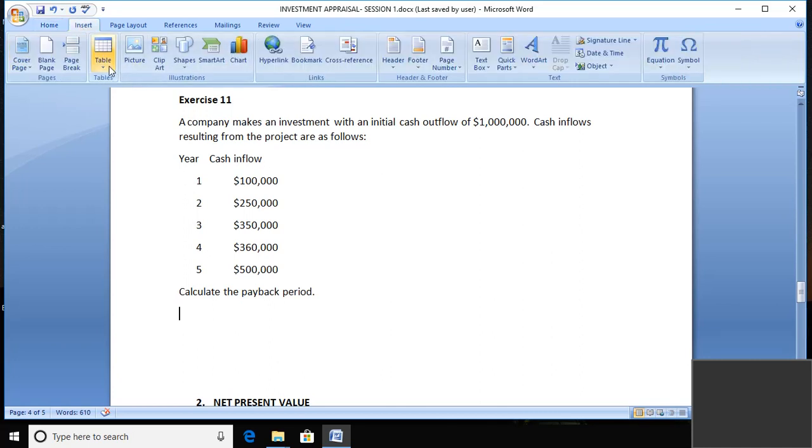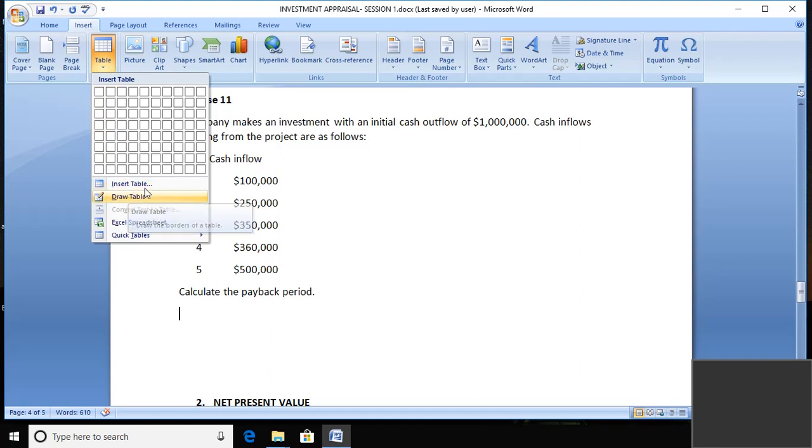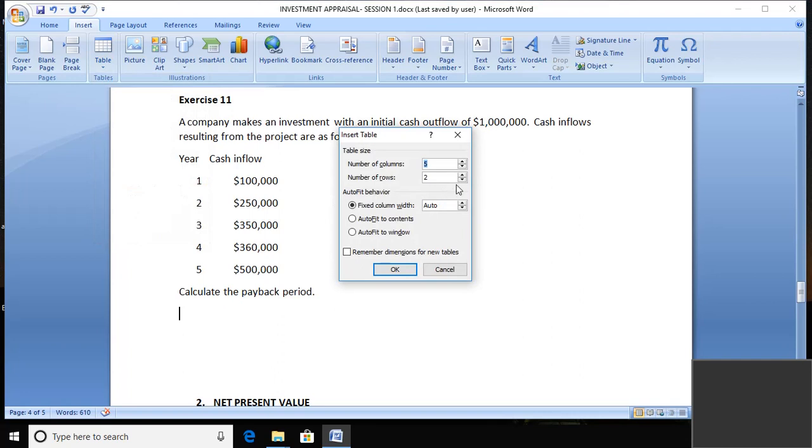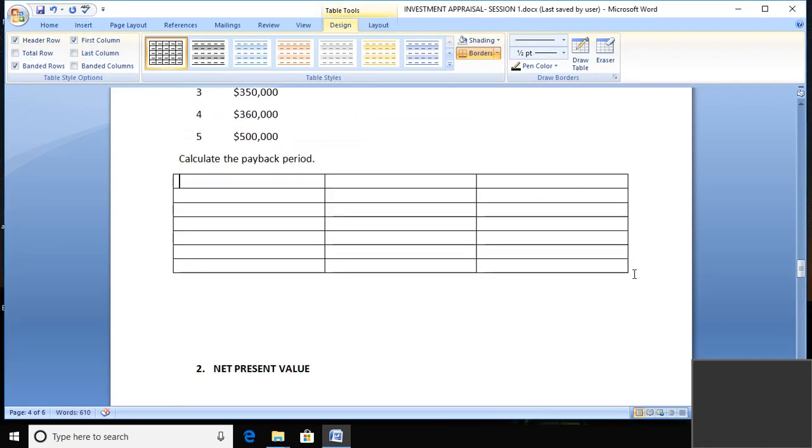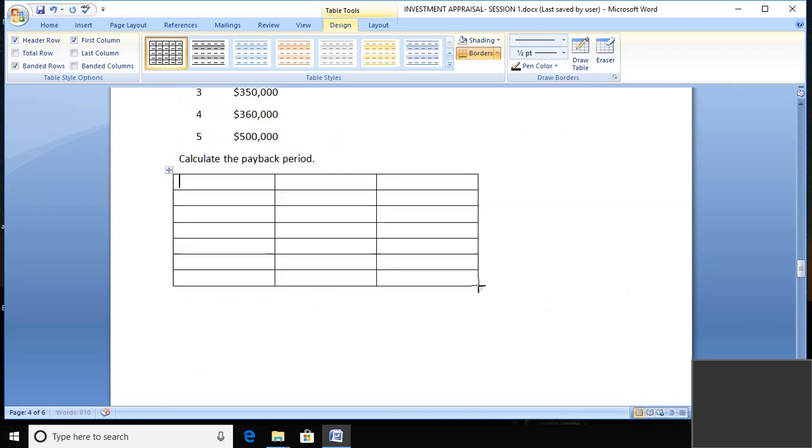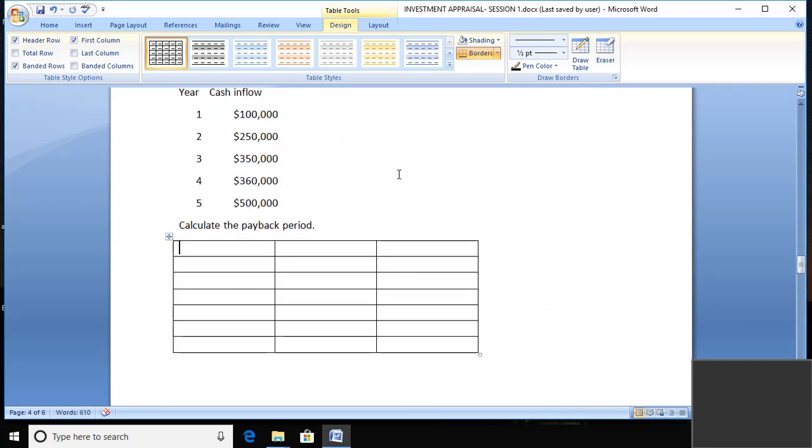So let me insert a table there. We need about 7 rows and 3 columns. Let's do this one as fast as we can. Okay, so let's insert that table and try to work with it. In an exam, you really need to be fast about this.